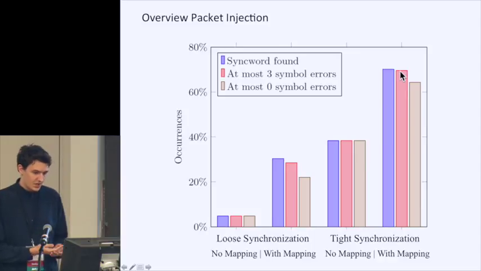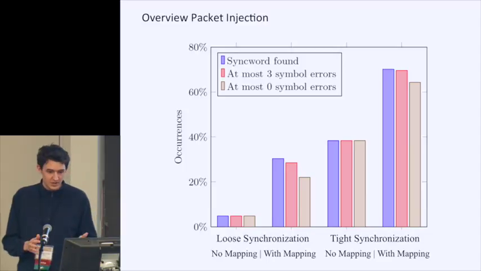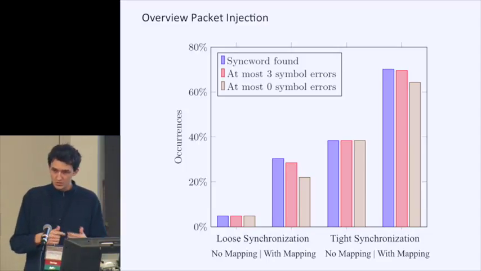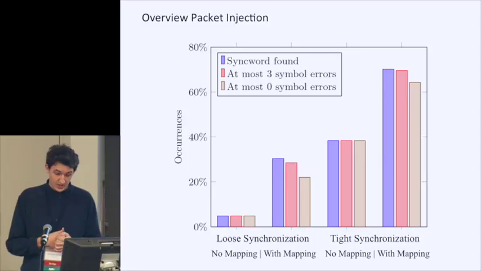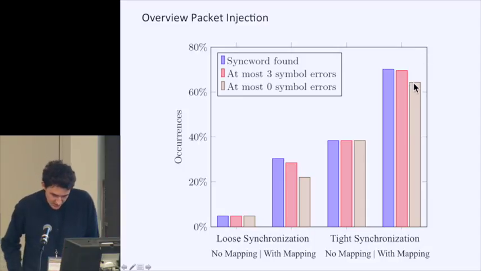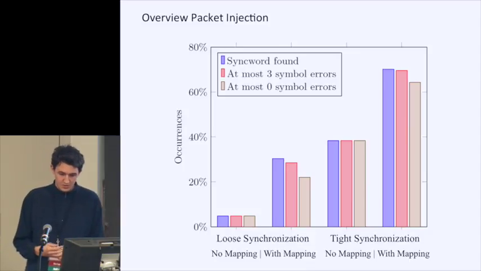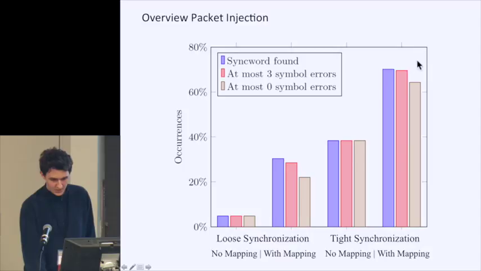And the different colors here are, so the blue, as you can see, means that the sync word of the injected packet was recognized as such. So we detected that there was a packet injected and tried to read it. The red one would be that the packet had at most 3 errors. As you can see, this is almost always the case. And in, let's say, 5% of cases, there were no symbol errors at all. In 5% of cases, there were between 1 and 3 symbol errors. So if you can live with these, you can actually get a little bit better here.